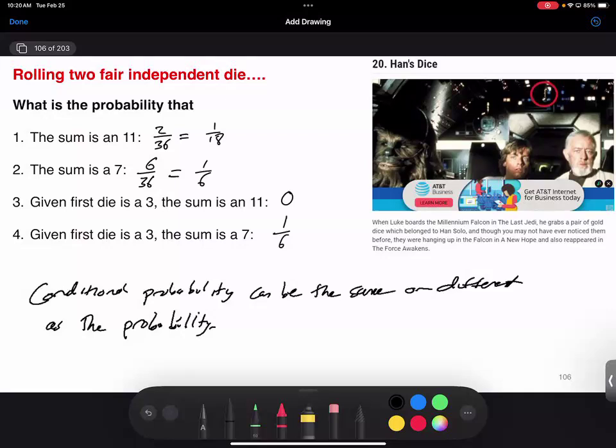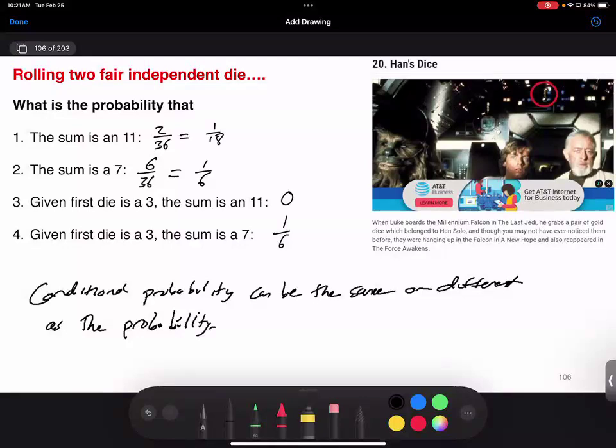So the probabilities haven't changed. I'm not asking you how the 7 was obtained. I might care how the 7 was obtained, but I don't. I just care, was a 7 obtained? So if I tell you that the first die is a 3, do you have any additional information about the sum being a 7 than if I don't tell you that the first die was a 3? No. No information was conveyed.